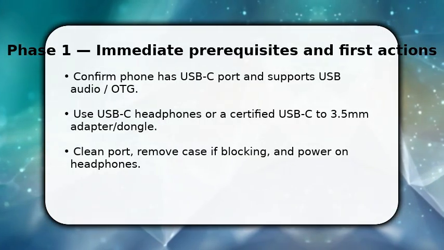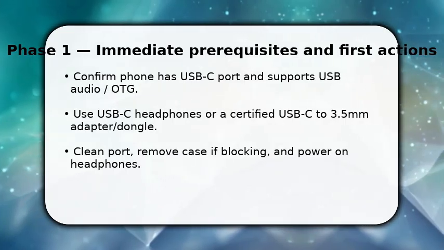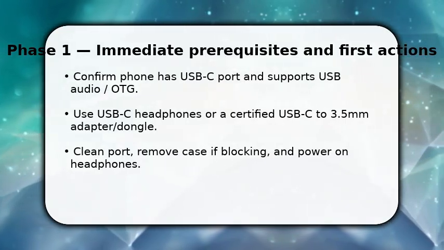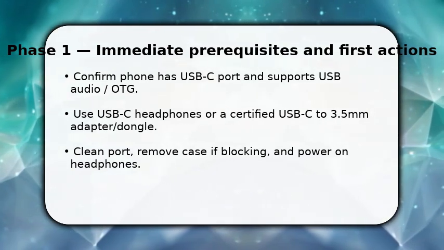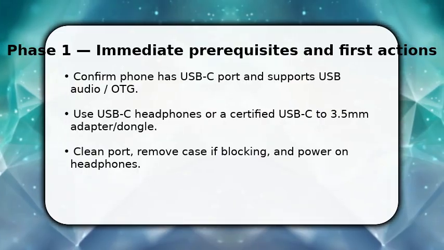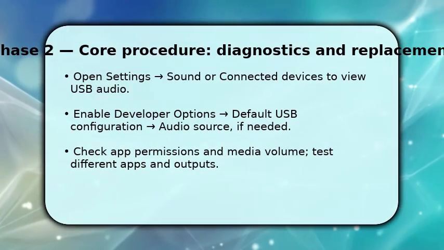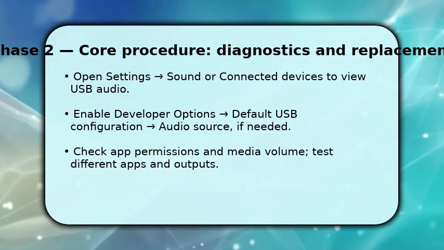Plug the connector firmly until it seats. You do this first to allow the phone to enumerate the device. Otherwise, the system won't recognize the audio path. Once the hardware is attached, check settings. Look under Sound or Connected Devices to see if Android lists a USB audio device.